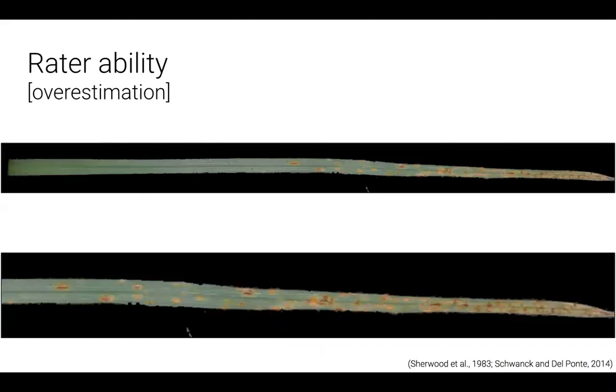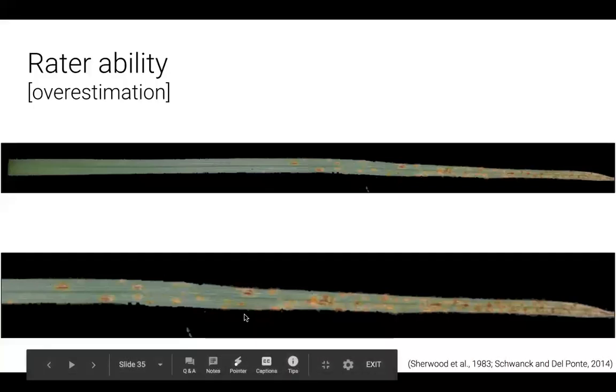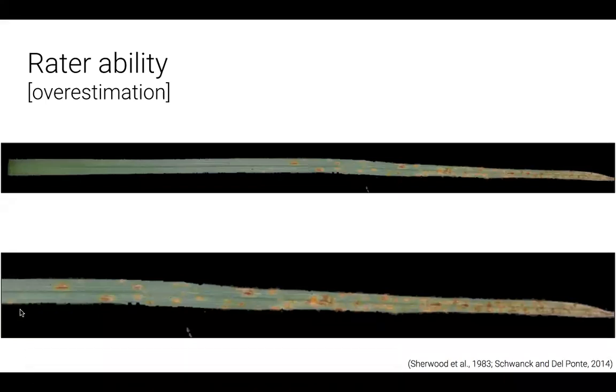Overestimation is common. So if we look at this top image here, oftentimes what a rater will see is actually at the bottom here. It's kind of interesting, there are some interesting papers almost getting into the psychology of rating, where we tend to ignore healthy and focus on disease.